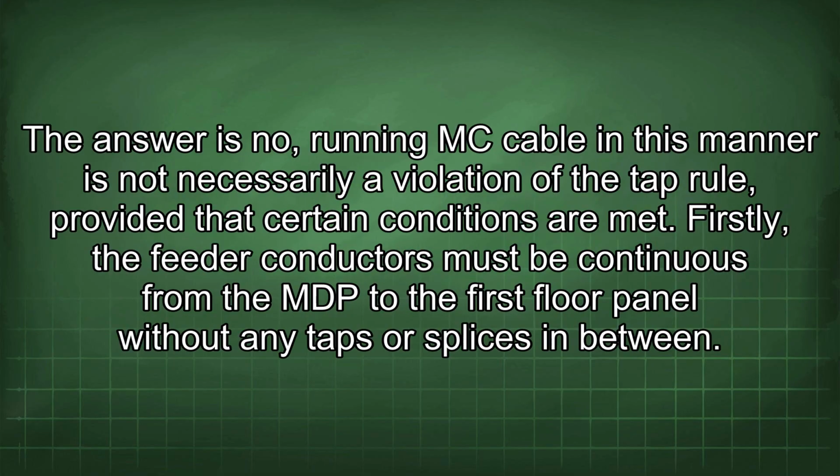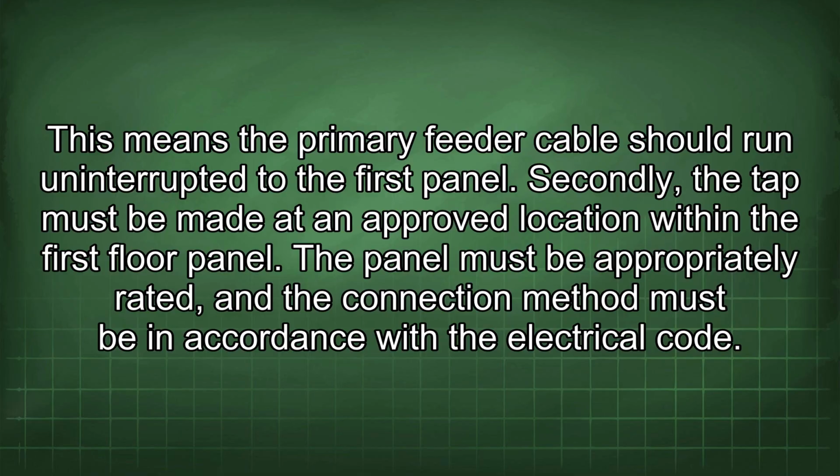The answer is no. Running MC cable in this manner is not necessarily a violation of the tap rule, provided that certain conditions are met. Firstly, the feeder conductors must be continuous from the MDP to the first floor panel without any taps or splices in between. This means the primary feeder cable should run uninterrupted to the first panel. Secondly, the tap must be made at an approved location within the first floor panel. The panel must be appropriately rated, and the connection method must be in accordance with the electrical code.